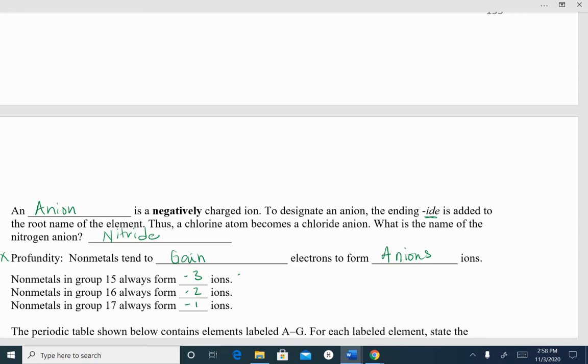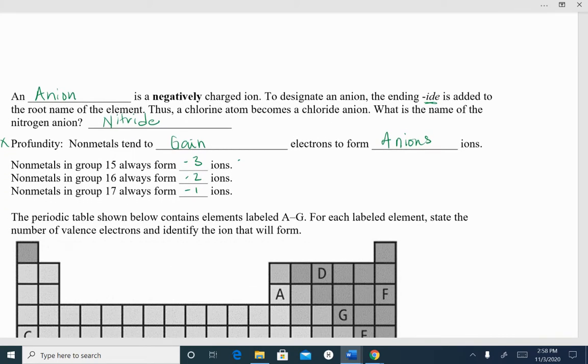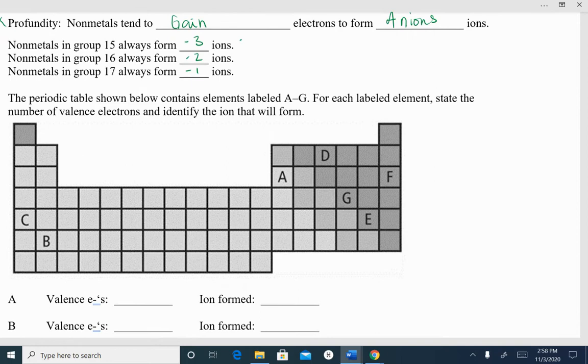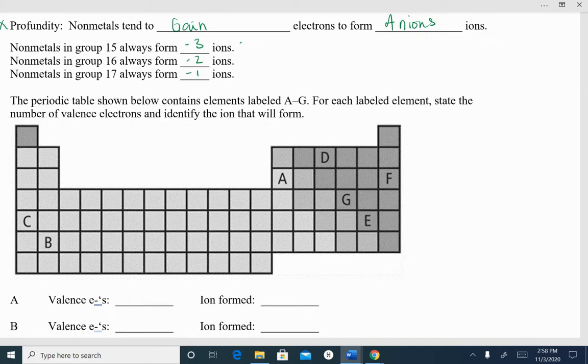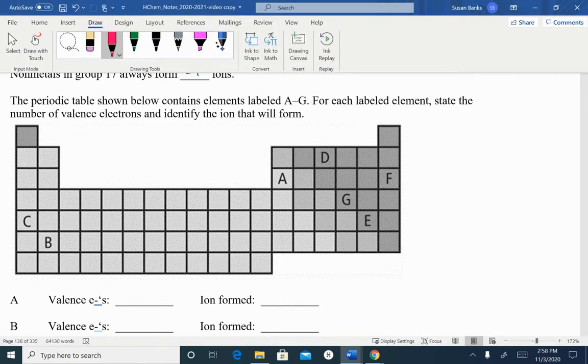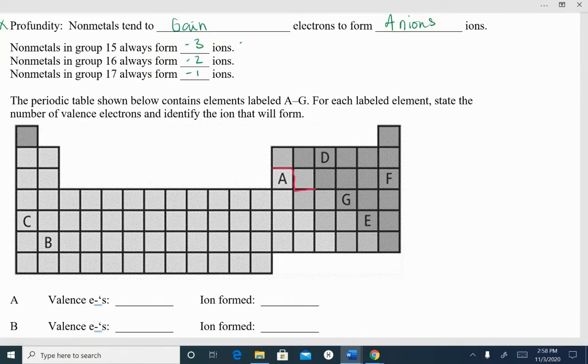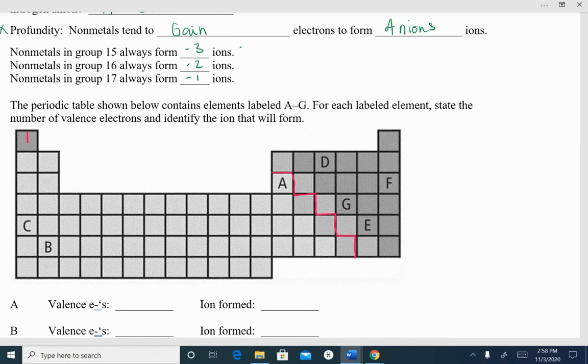All right. Let's look at this. The periodic table shows elements A through G. For each labeled element, state the number of valence electrons and identify the ion that would form. So let's just put in the stair step of the metals to nonmetals right here. Okay, there's the stair step to help you out. This is group 1, 2, 3, and so on.